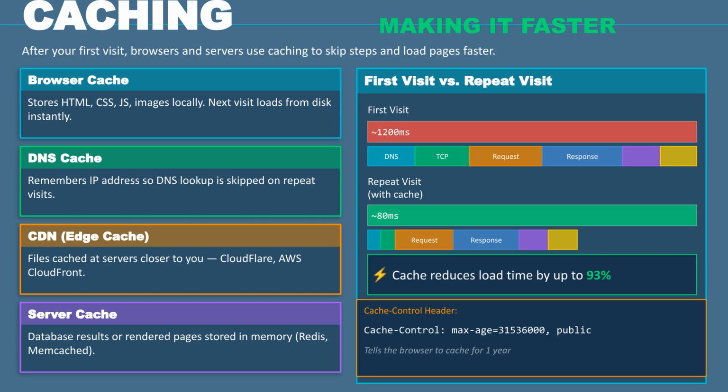Caching makes everything faster after the first visit. Browser cache stores files locally. DNS cache remembers IP addresses. CDN cache uses edge servers closer to you. Server cache stores database results. Caching can reduce load time significantly, sometimes up to 93% on repeat visits.